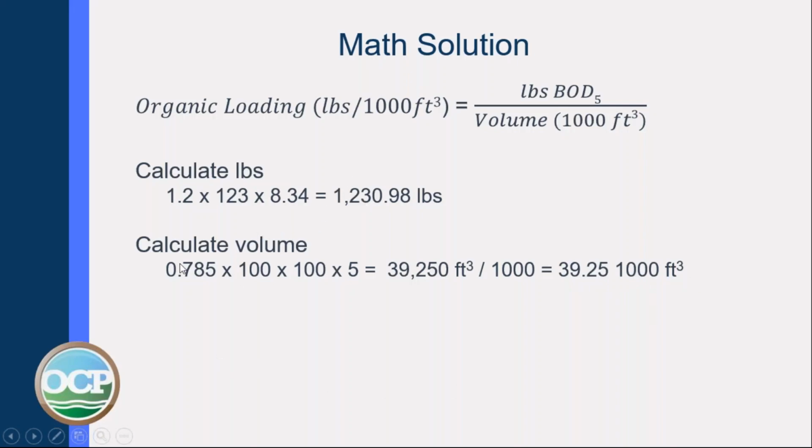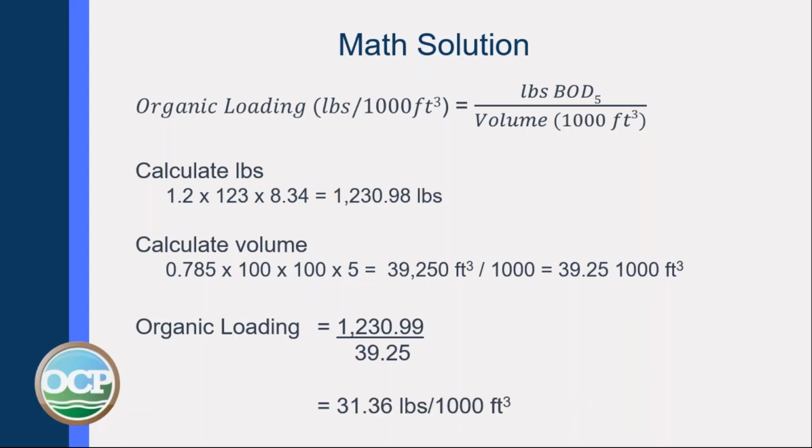We have the BOD, we have our volume, then we calculate the organic loading. It's pounds of BOD, 1,230.99 divided by 39.25 1,000 cubic foot units, which would give us 31.36 pounds per 1,000 cubic foot unit.